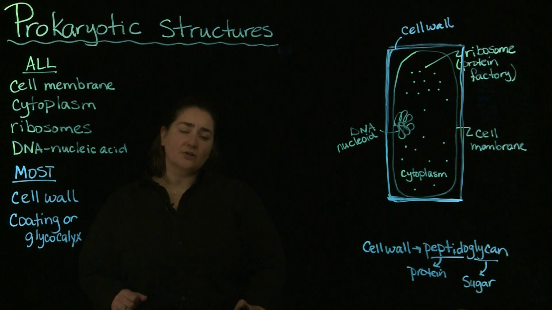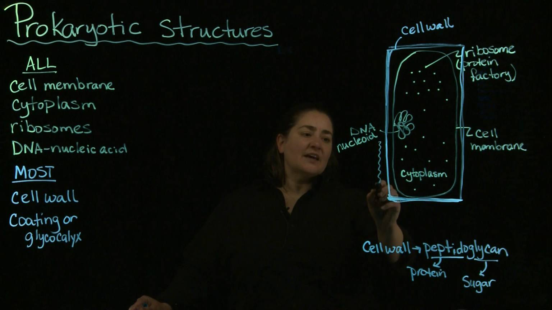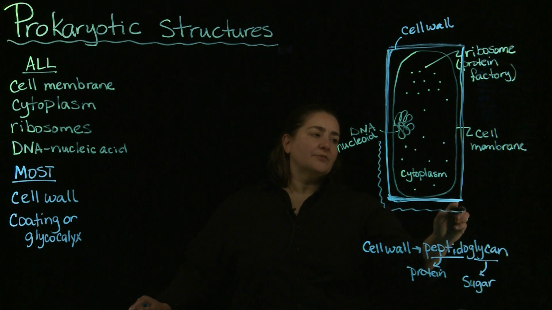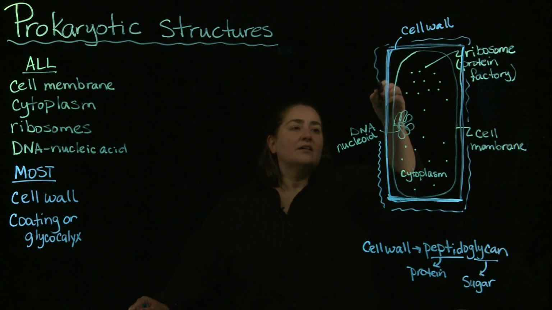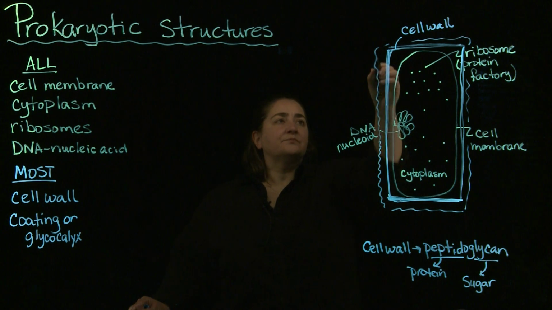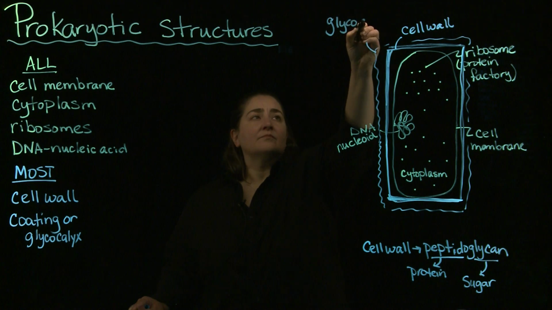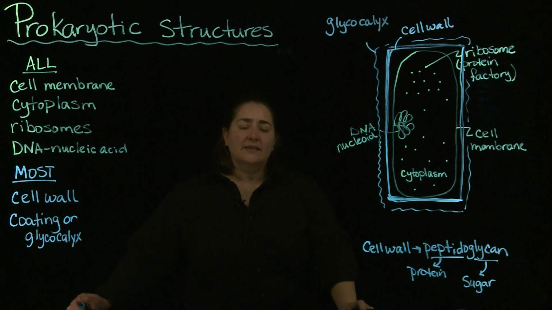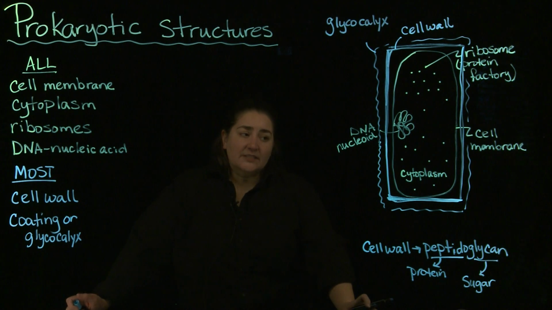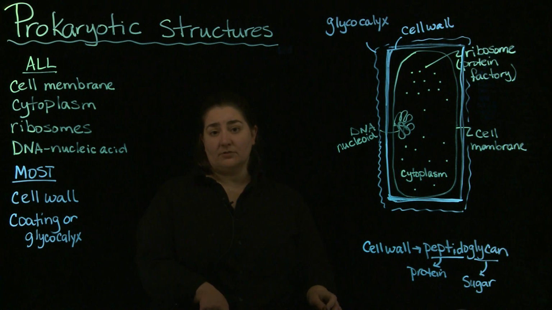Most of the bacteria are also going to have a coating around the outside of it. So in terms of that, that's what I'm going to do with the squiggle here. That squiggle now is our glycocalyx. That glycocalyx is there really to help prevent the bacterial cell from drying out. All right.